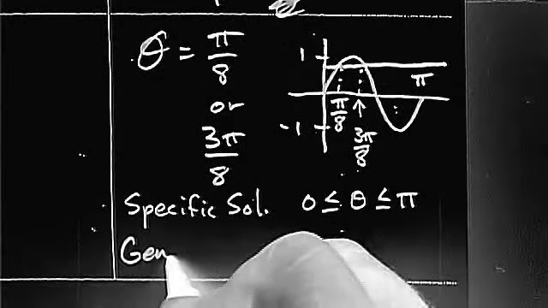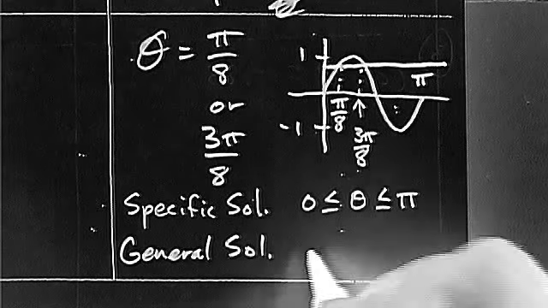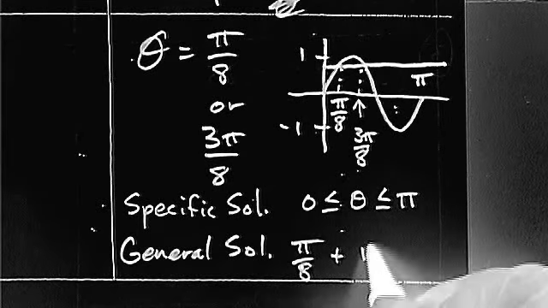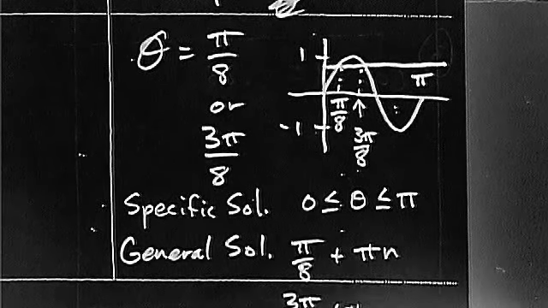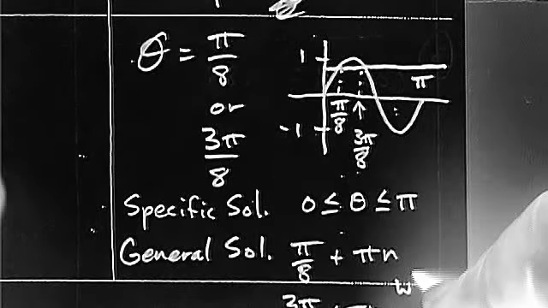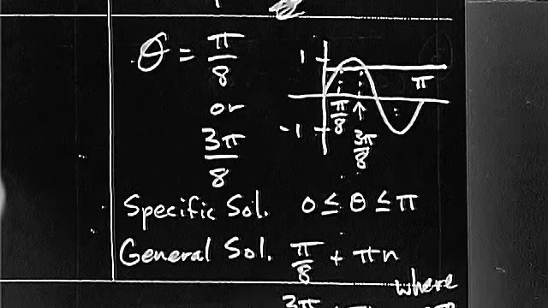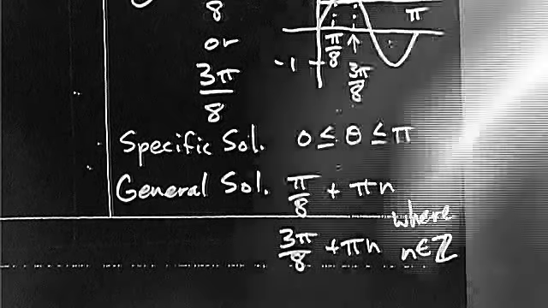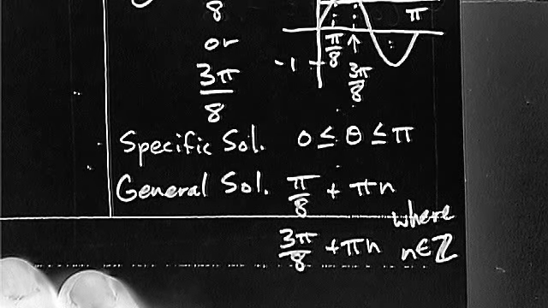Now, how do I change those to general solutions? Well, we take the pi over 8, and we add pi n. We take the 3 pi over 8, and we add pi n, where n is an element of the integers. I know that one is going to have to make sink in, and we're going to have to practice some more of those. How about this one?